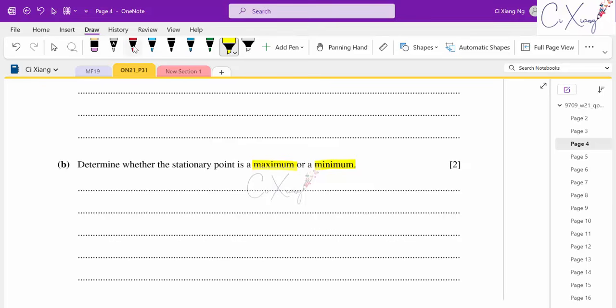Okay, so to determine whether the point is maximum or minimum, there are two methods here. The first method will be finding d²y/dx² and then substituting the value of x inside. The second method is to observe the pattern of dy/dx before and after x equals to half. So there are two methods here.